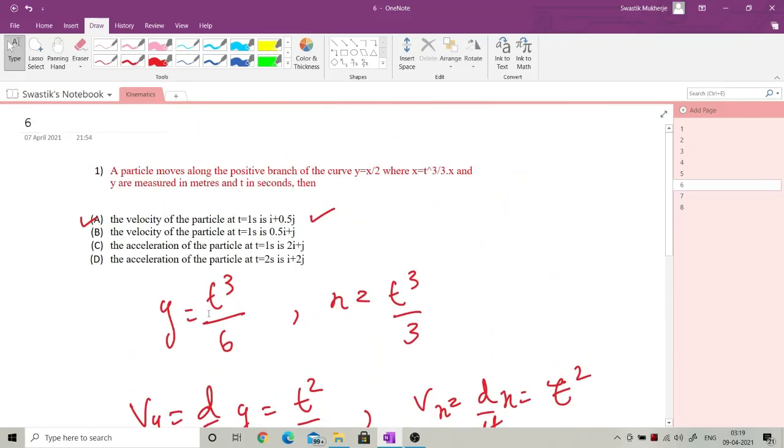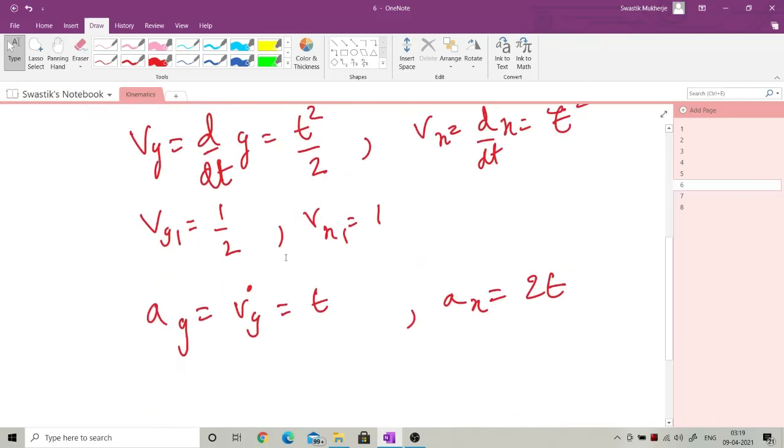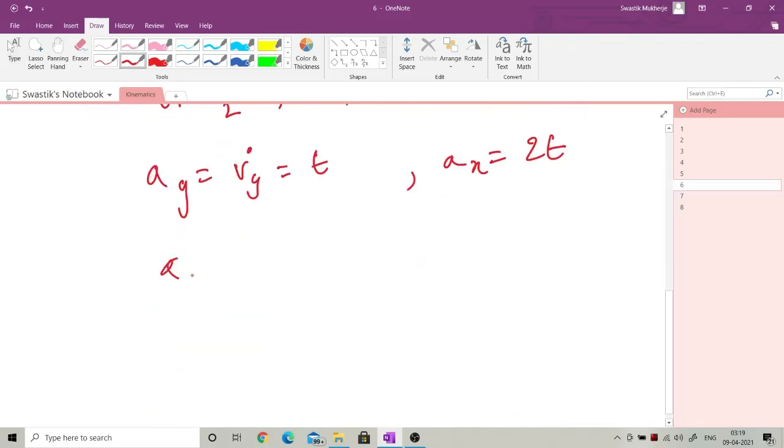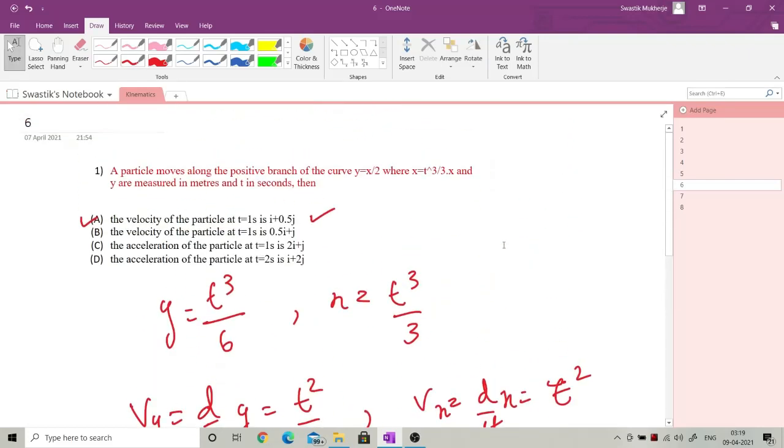Now what have they asked? Acceleration of the particle at t equals 1 second. So a_y1 equals 1 and a_x1 is 2. So option C is also correct.